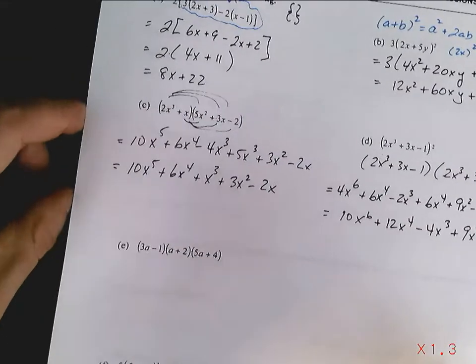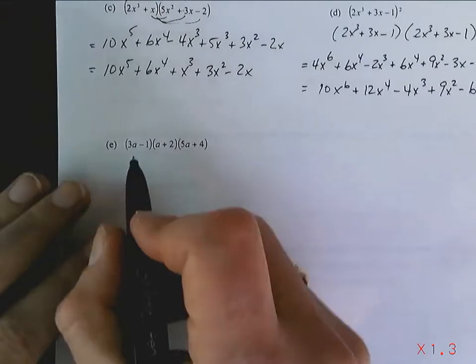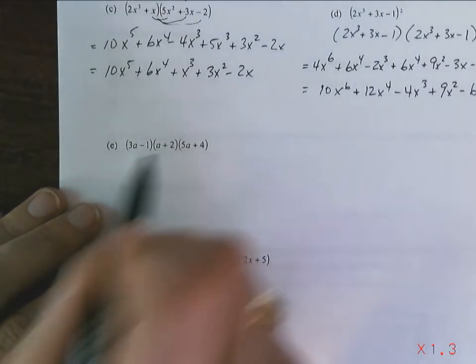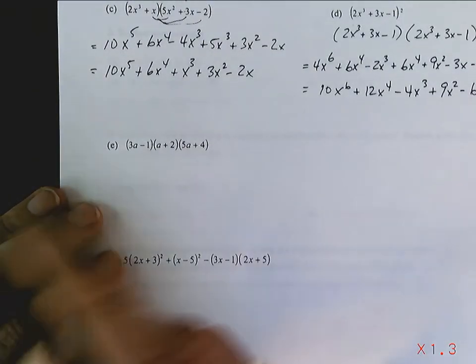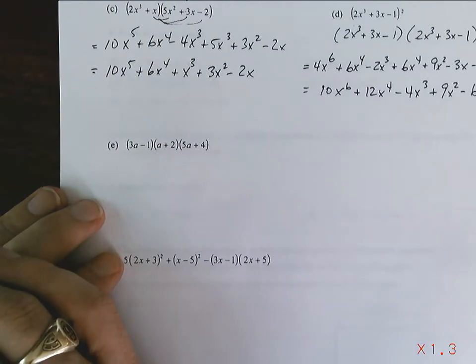Looking down the sheet a little bit, I've got this next one. Okay, so these are 1, 2, 3 binomials. I have to put them together. Now the order of multiplication does not matter.